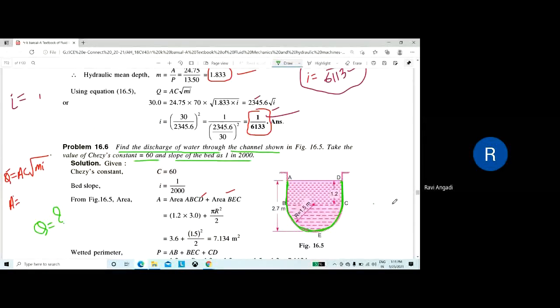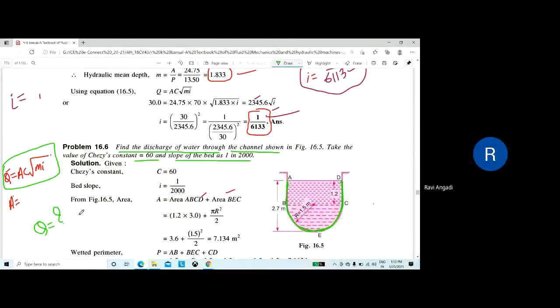If you calculate this, then you have understood the concept of how to calculate the discharge by using Chezy's formula. Any shape may be asked in the exam. It could be a triangle, a circle, a semicircle, trapezoidal, or rectangle. The only thing you have to remember is the formula: Q equals A into C into square root of mi.